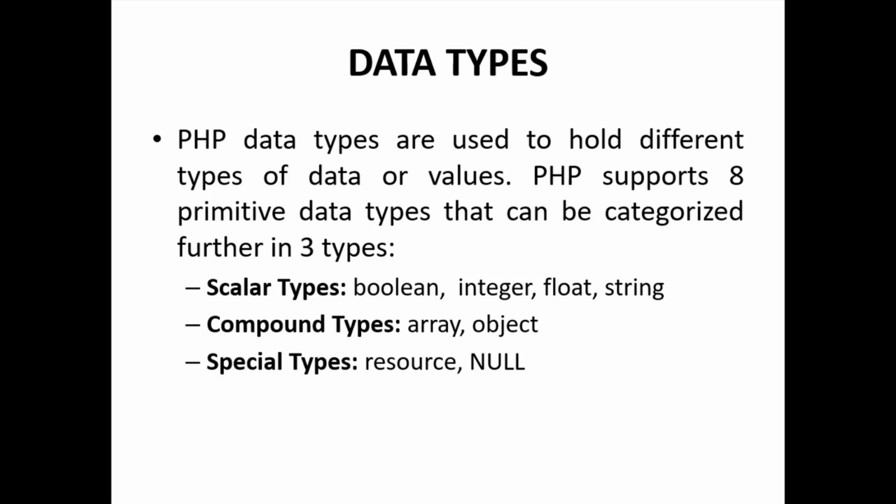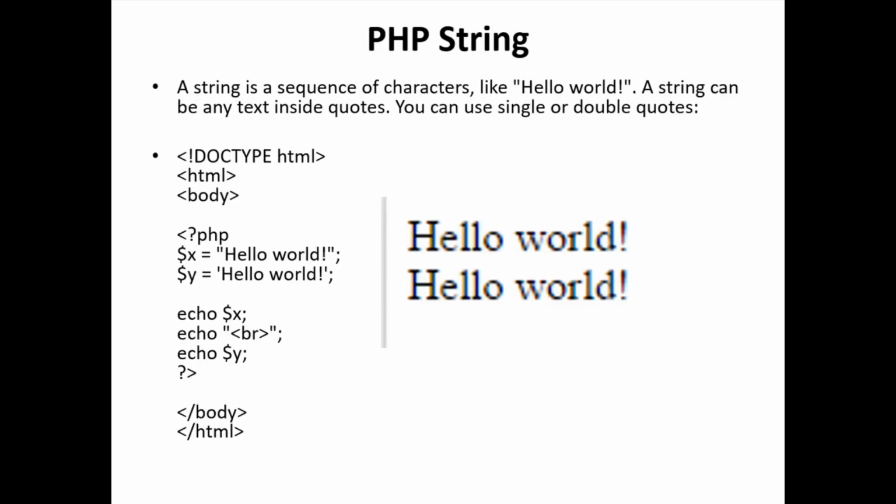PHP supports 8 primitive data types that can be categorized further into 3 types. The first one is scalar types, which are Boolean, integer, float, and string. All these 4 come under the scalar types. Compound types: array and objects. So array and objects are compound types in PHP. And then the third is the special types, resource and null. These are the special types in PHP data types. So let's discuss more about them.